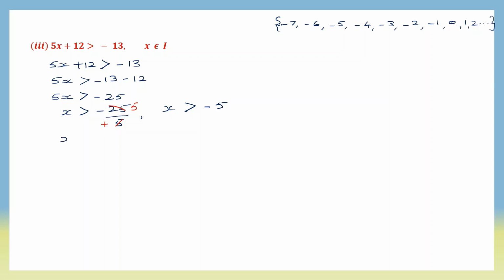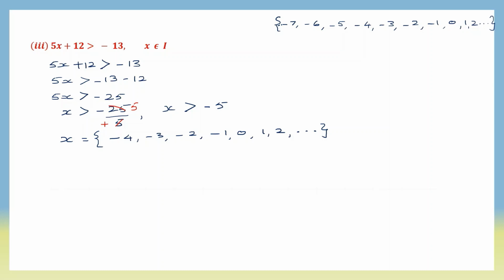So now we can get the solution set for x. What are all the numbers greater than minus 5 here? That means all the numbers to the right of minus 5 are greater than minus 5, isn't it? So let's write down a few numbers, starting from minus 4, minus 3, minus 2, minus 1, 0, 1, 2, and so on. This goes on. Okay, so this is the solution set.